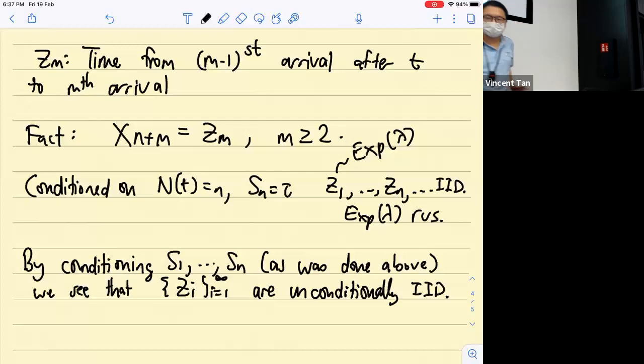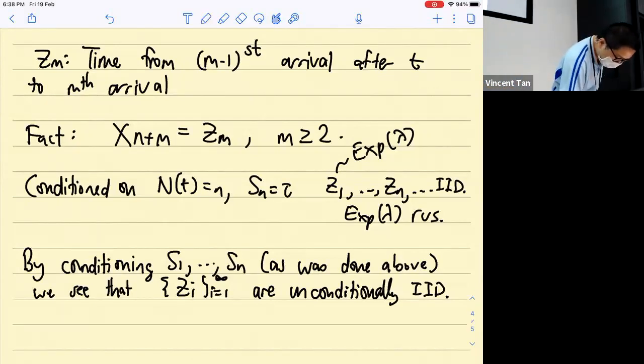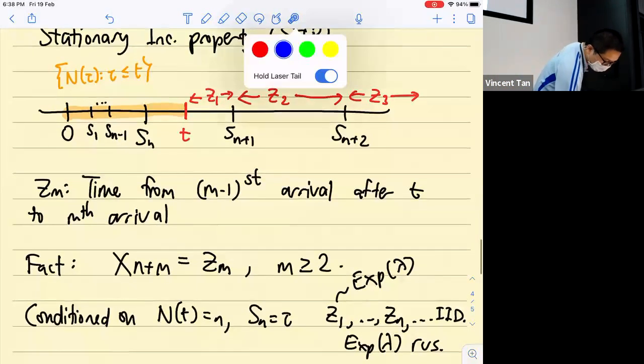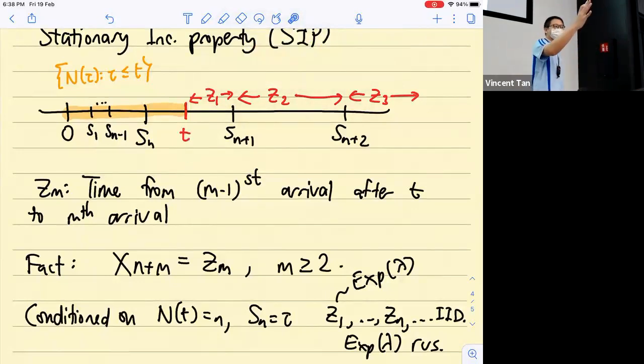We created a new process. That is the Z process. This new process here is a sequence of IID exponential lambda random variables. What does this remind you of? This reminds you of the original Poisson process, which can be described by a sequence of IID exponential lambda random variables, what we call the X_i's. But now we created, from this diagram here, we just came into the room and then we watched the football match, and this created a new sequence of random variables that we can call the Z random variables. And this has the same distribution as the X random variables that started here.